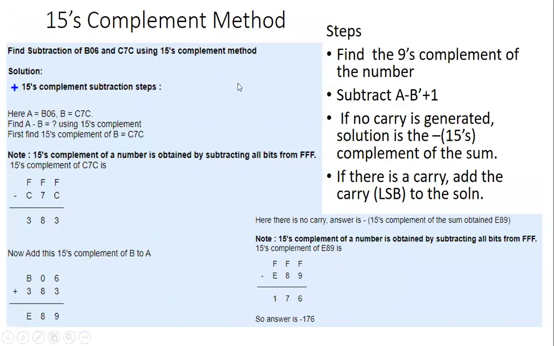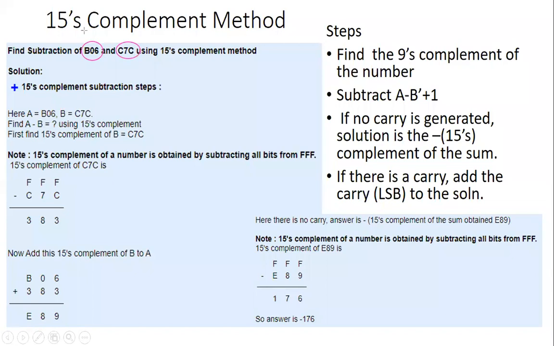Now let us take the next one. 15's complement and 16's complement. Clearly it indicates that this is for hexadecimal notation. So what is the first number I've taken? The first number is B06. You have to keep the table with you, then only it will be useful for you. The first one is B06. The next number is C7C.